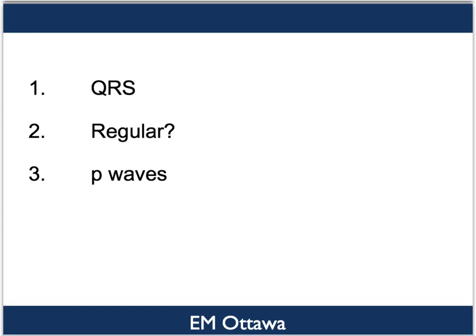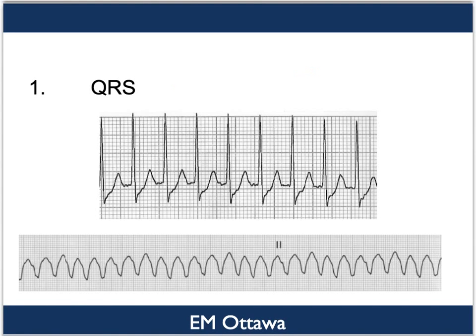There are a few classifications to define the types of tachycardia. 1. Whether the QRS is narrow or wide. 2. Whether the rhythm is regular or irregular. And 3. Whether there are P waves. First, we will look at how to determine whether the QRS is narrow or wide.